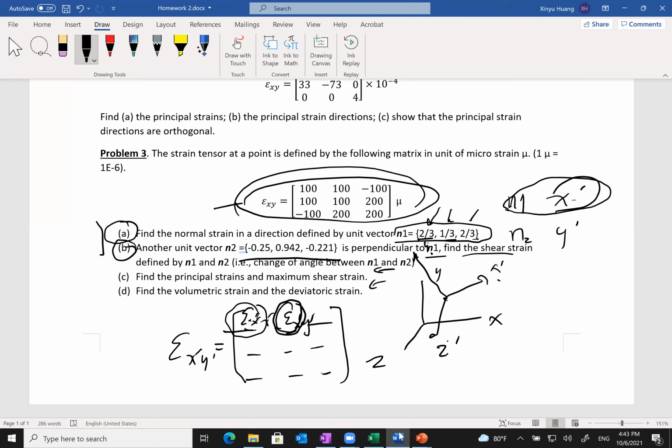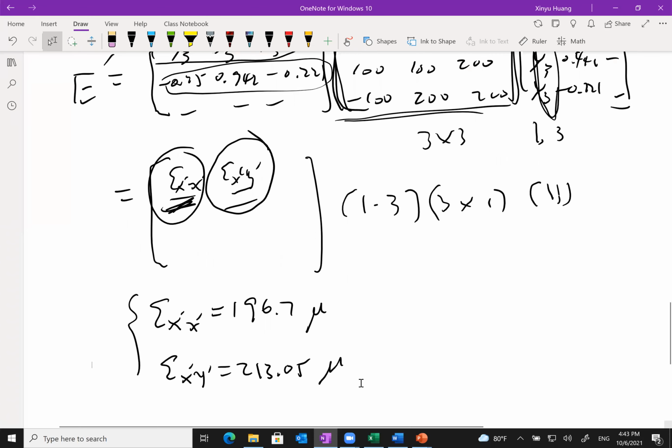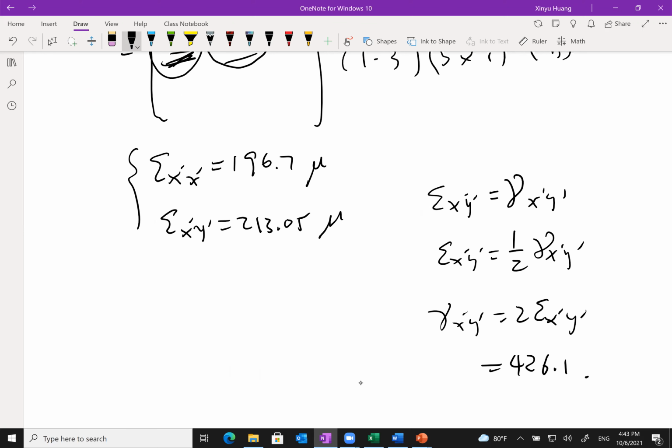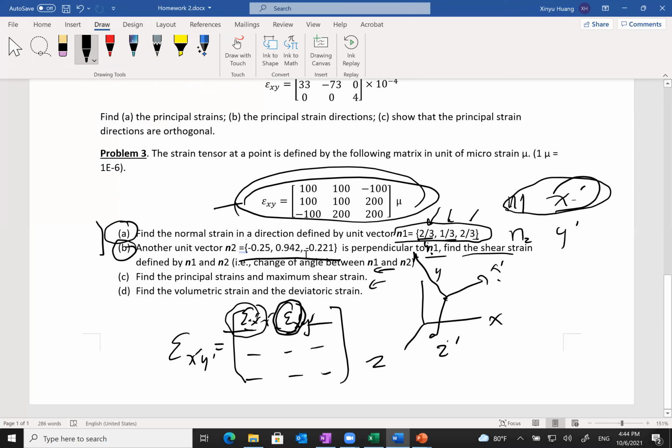Now remember, what you calculate is the shear strain tensor form, so this is not gamma x prime y prime. This actually equals half. If you want gamma x prime y prime, it is 2 times that. So gamma x prime y prime really is 426.1 micro.